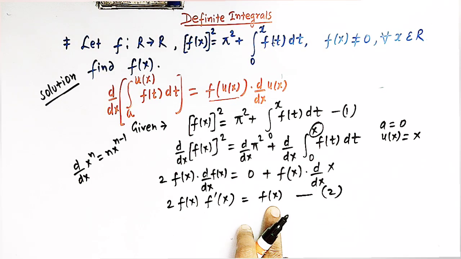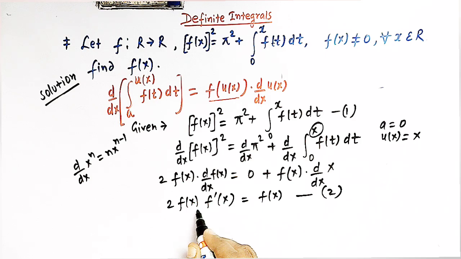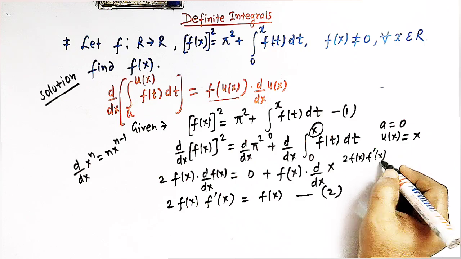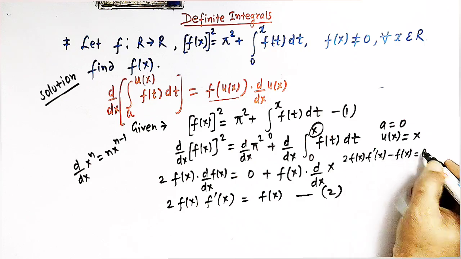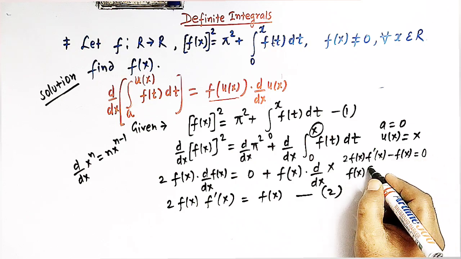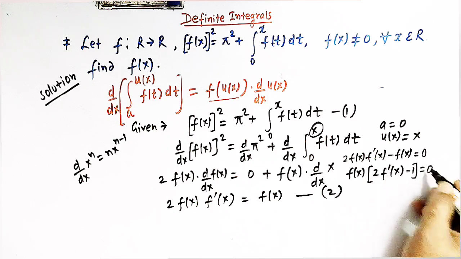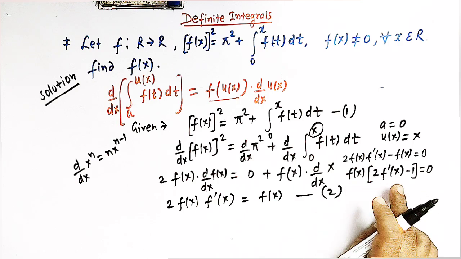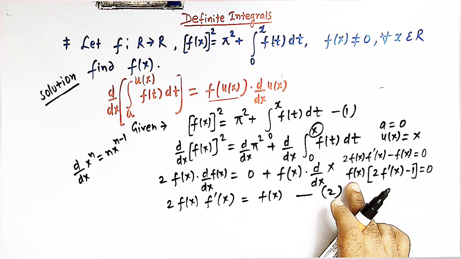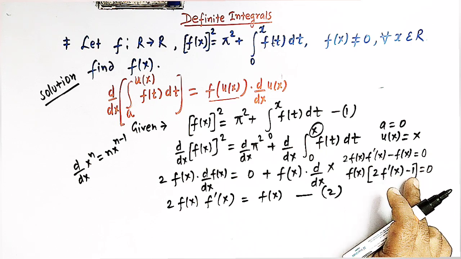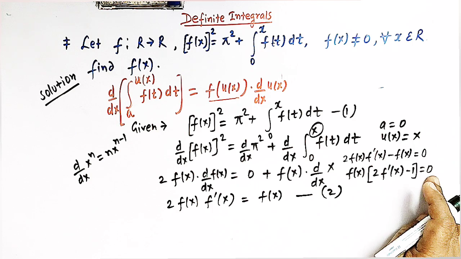So now here we have a differential equation, right? So let us take this f of x on the left hand side. So we have 2 f of x f prime of x minus f of x is equal to 0. And taking f of x common, we have f of x times 2 f prime of x minus 1 is equal to 0. So now we have two factors. The first one is f of x, and the other one is 2 times f prime of x minus 1, and the product is equal to 0, right?